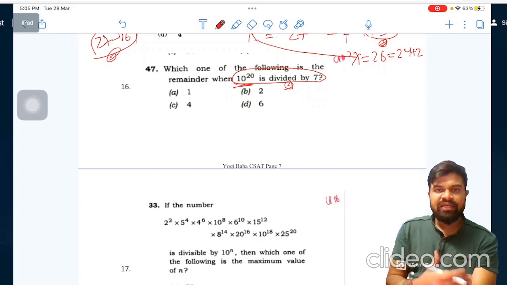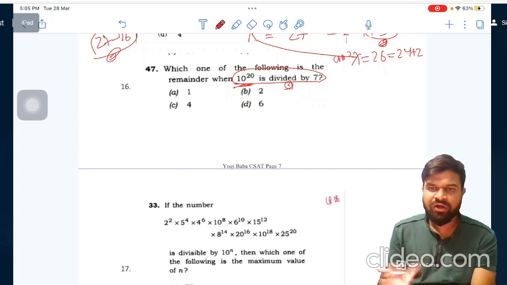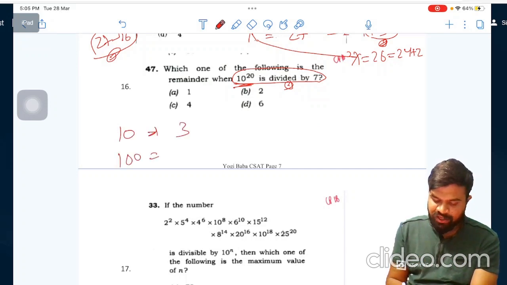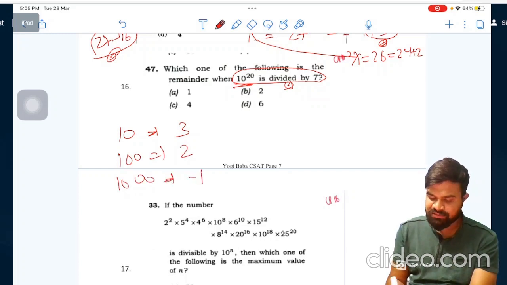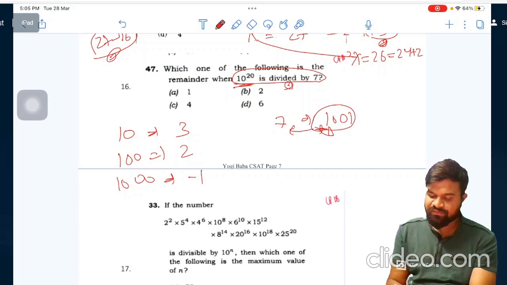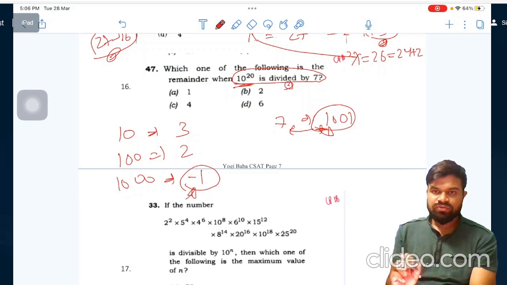And obviously, in every case you will not find a question where this is not possible. So when you check for 10, the remainder is 3. Then when you check for 100, the remainder is 2. When you check for 1000, you will be surprised that the remainder is minus 1, because 1001 is divisible by 7. Therefore, the remainder for 1000 is minus 1.